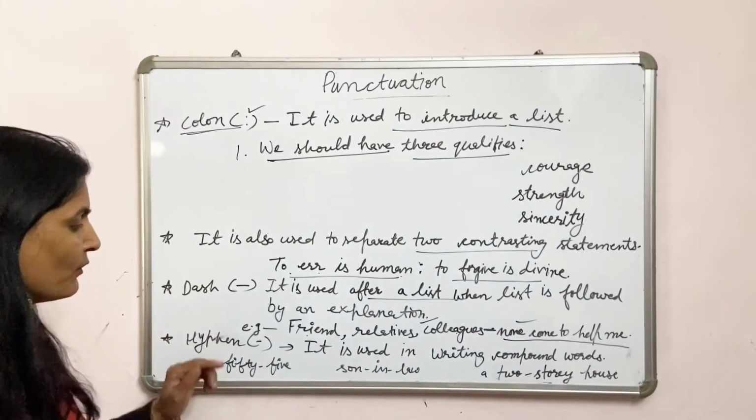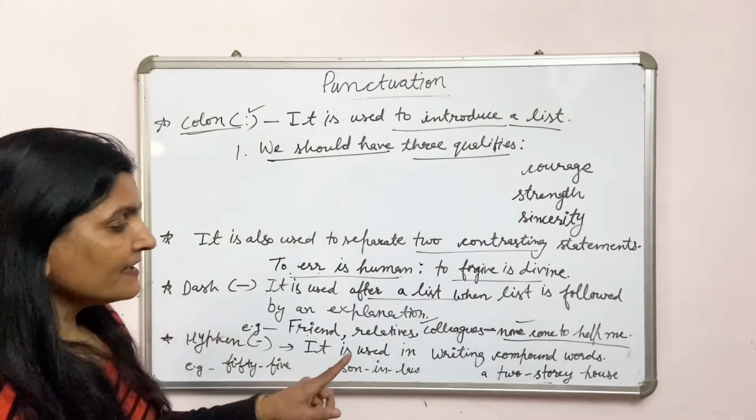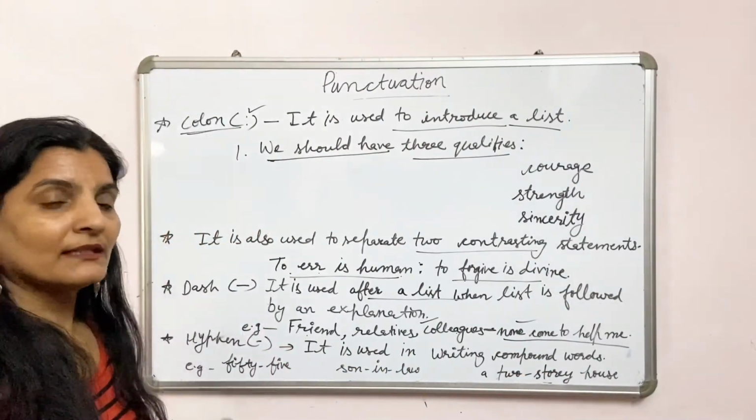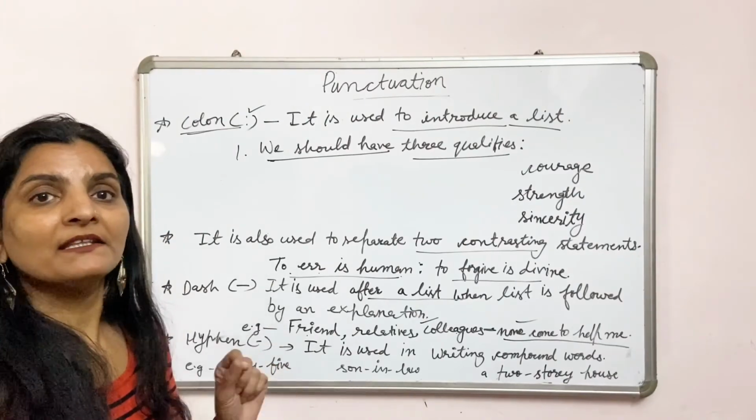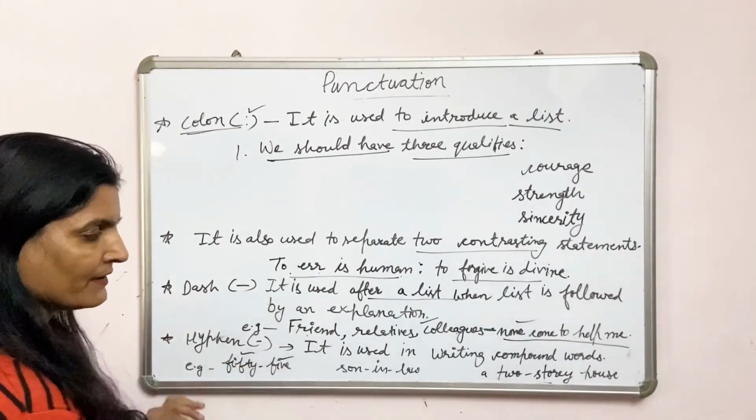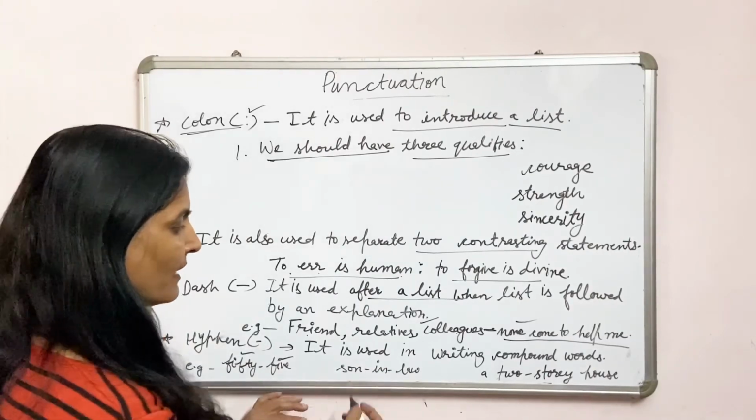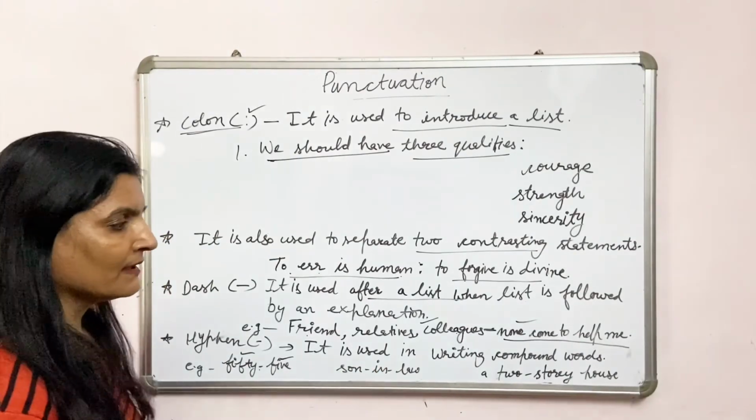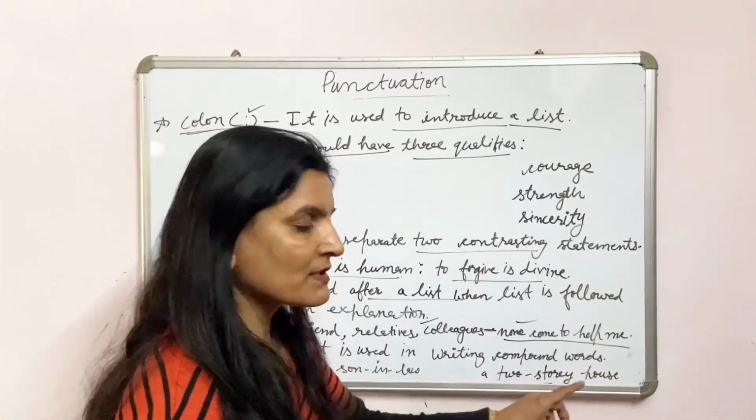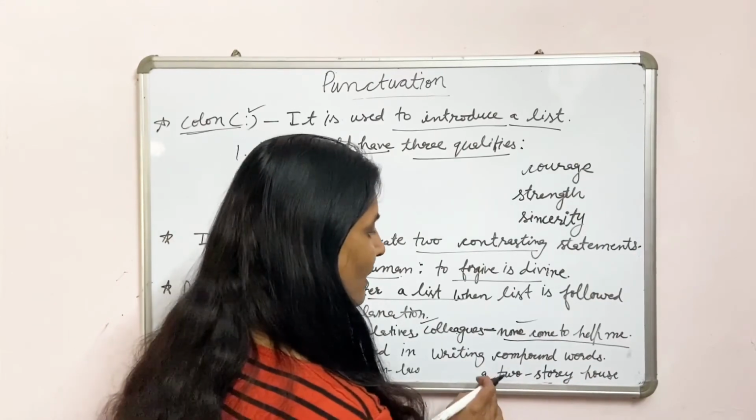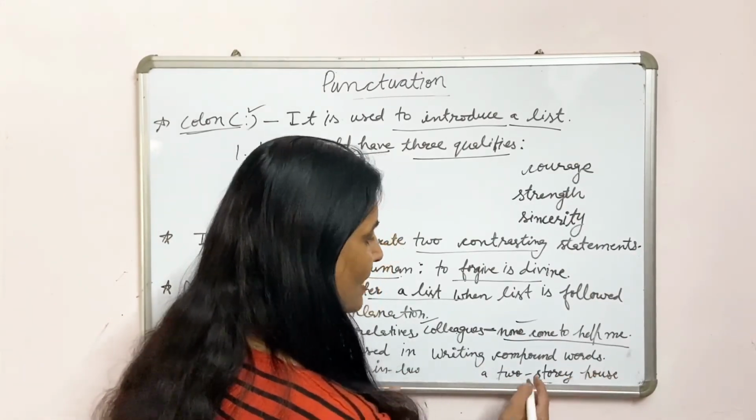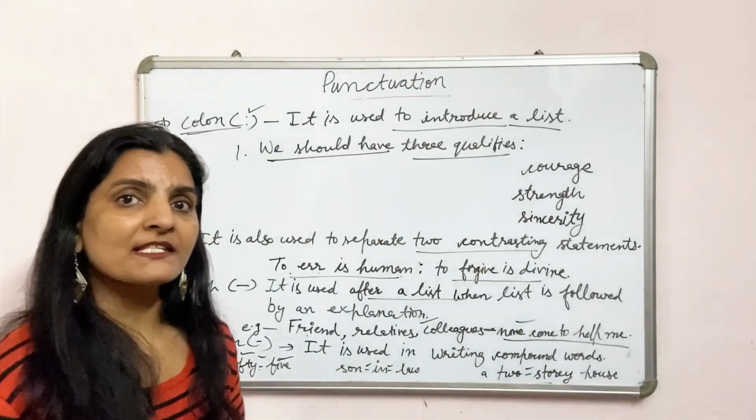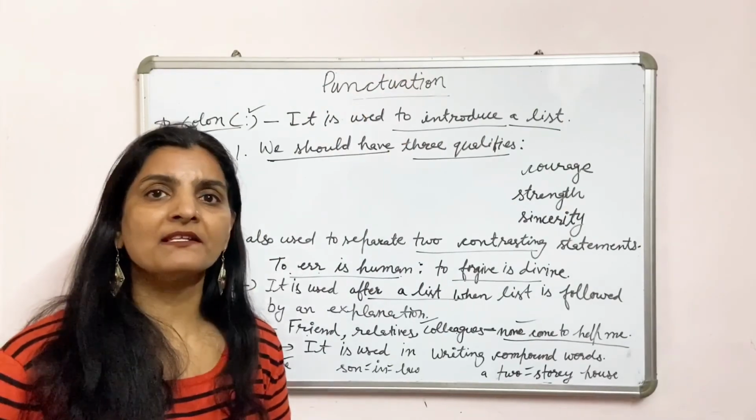Next is the hyphen, or we can say a small dash. It is used in writing compound words, like numbers 21 to 99, like 55. This is a compound word, son-in-law, and I have put hyphens here. A 2-story house. This is a compound adjective, a 2-story house, so we will put a hyphen here. Students, I think now the punctuation topic is clear to you.